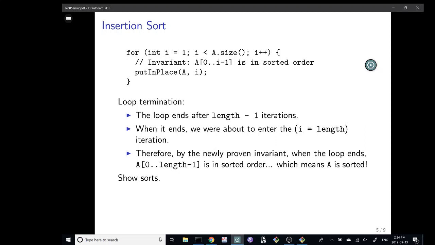let me ask you, what's the difference between selection sort and insertion sort?